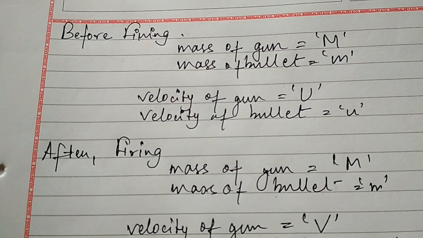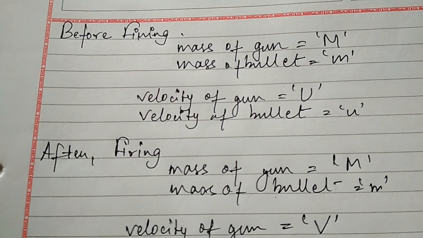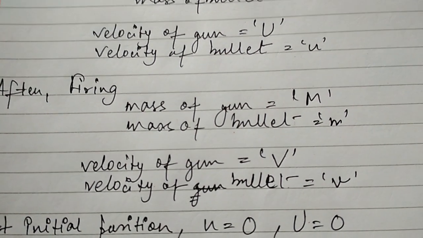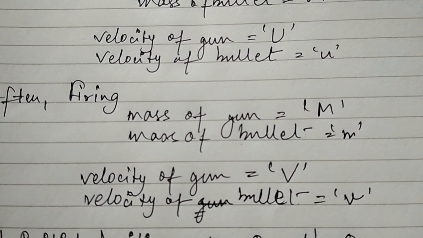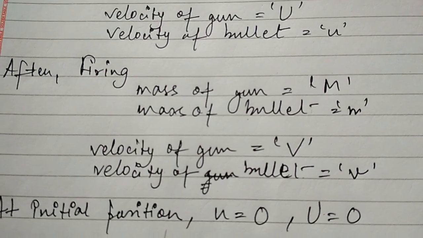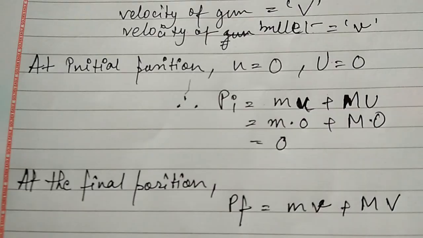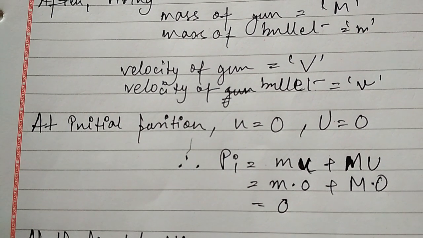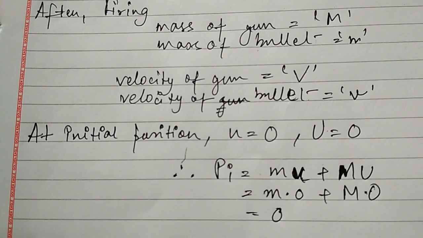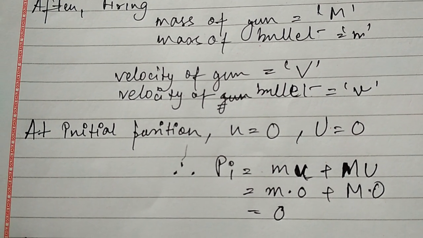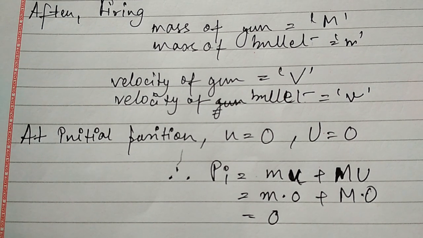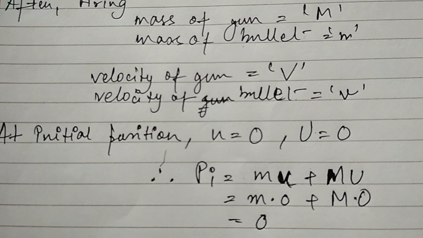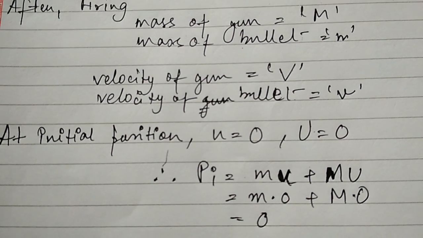So after firing, let the mass of the gun be capital M and the mass of the bullet be small m as it is, and let the final velocity of the gun and the bullet be capital V and small v respectively. At the initial position there is no particular force acting on it, so we can say that small u and capital U both are 0. Therefore P initial is small m into small u plus capital M into capital U, which gives m into 0 plus M into 0, which results in 0.